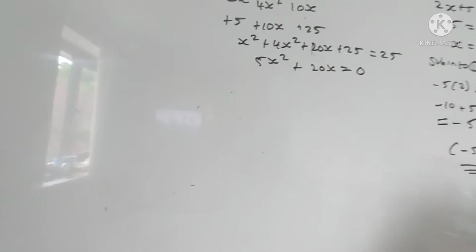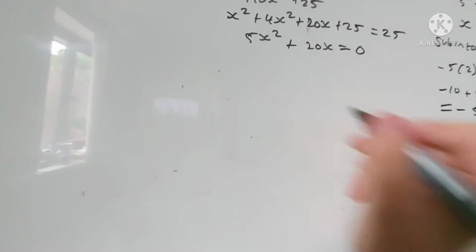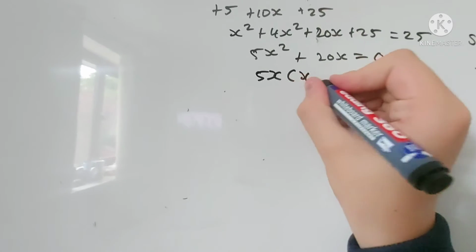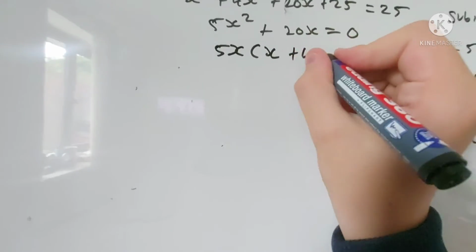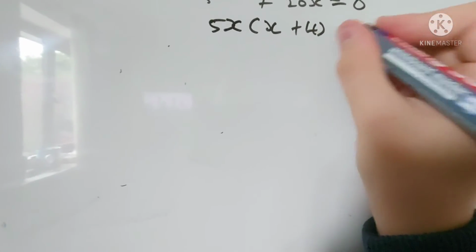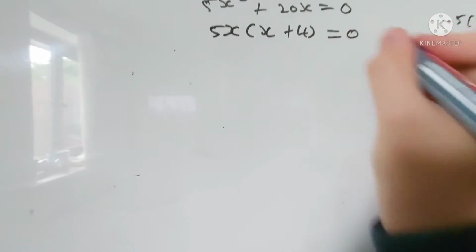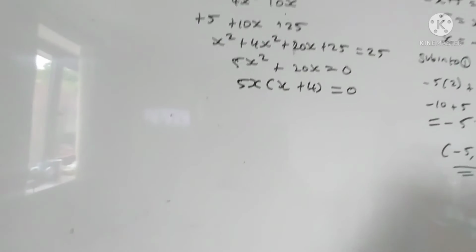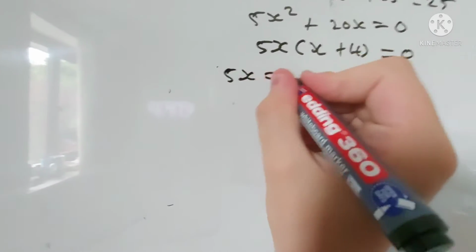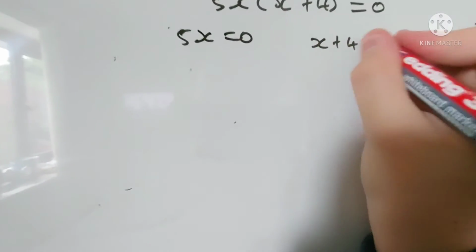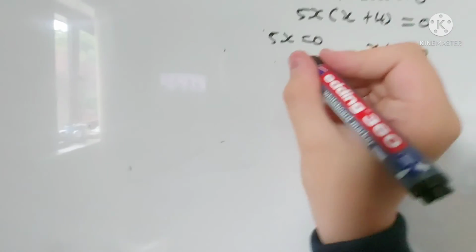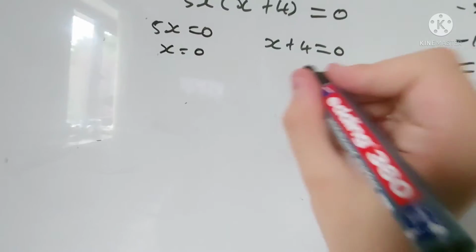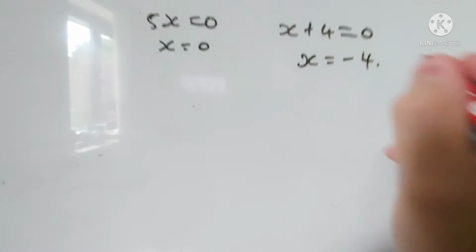I can factor 5x out of the bracket, and I can put x plus 4, which is still equal to 0. So if I expanded that, I get back to that. So that will tell you that either 5x is equal to 0 or x plus 4 is equal to 0. Well, if 5x equals 0, then x equals 0. Or if x plus 4 equals 0, that means that x is minus 4.